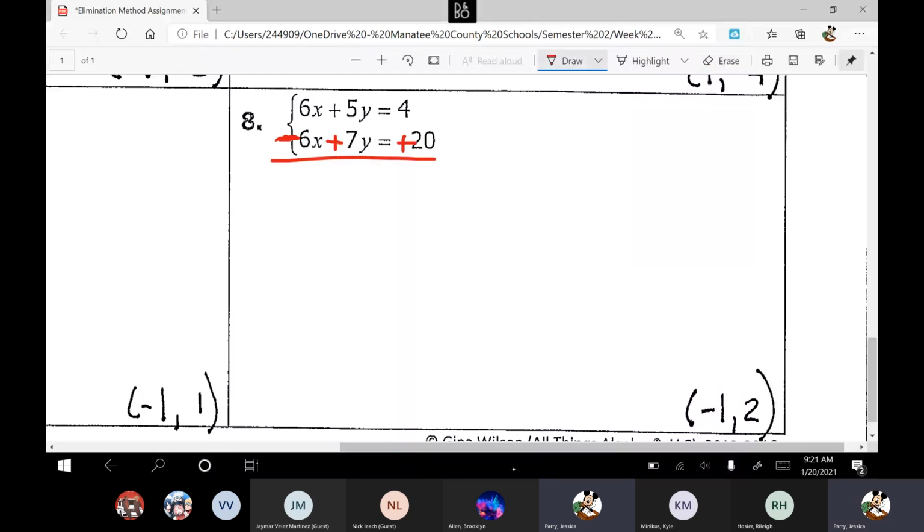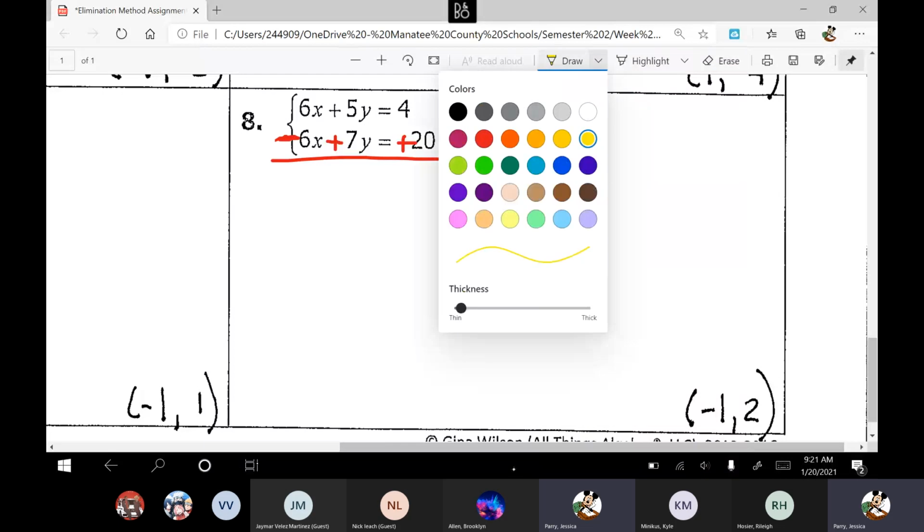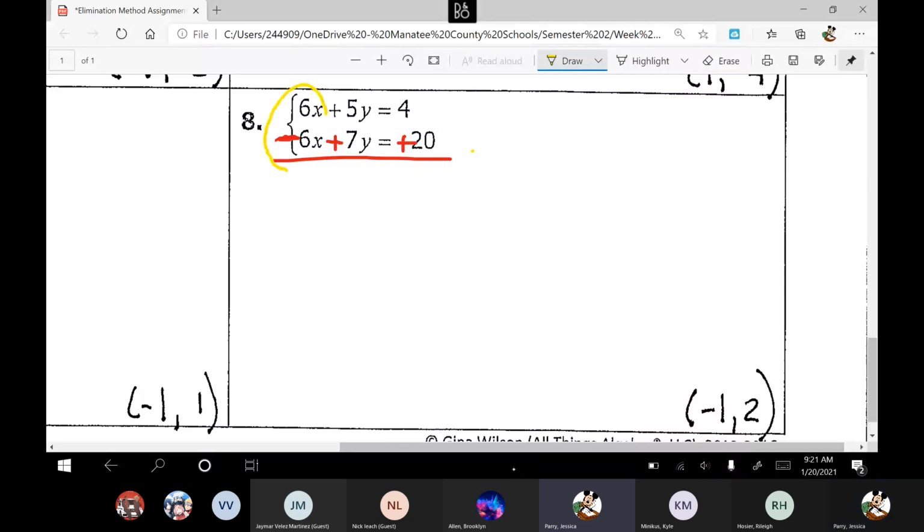Okay, so now let's start adding these equations here. Or actually, let me slow down. Let's identify the opposites. Which variable, x's or y's, have opposites? Go ahead and write that answer in the chat. Which ones are opposites, the x variables or the y variables?